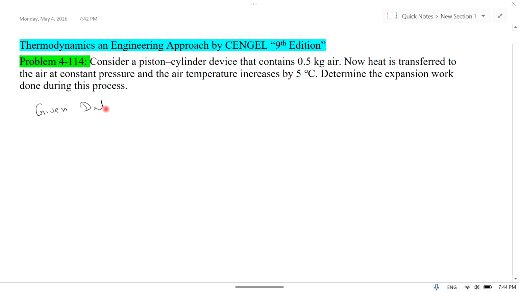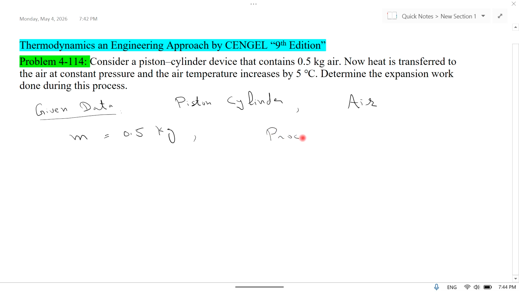In this lecture, I am solving problem 4-114 from the book Thermodynamics: An Engineering Approach by Cengel, 9th edition. The statement of the problem is: consider a piston cylinder device that contains 0.5 kilogram of air. So the working fluid is air and the mass of air is given to us as 0.5 kilogram. Now heat is transferred to the air at constant pressure.